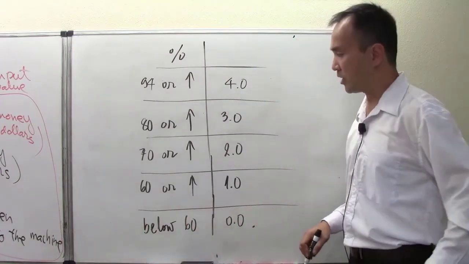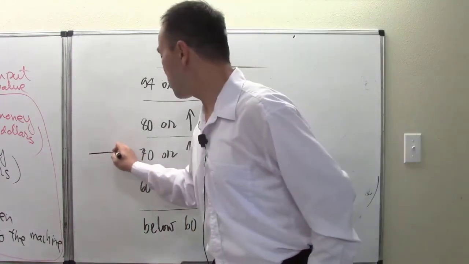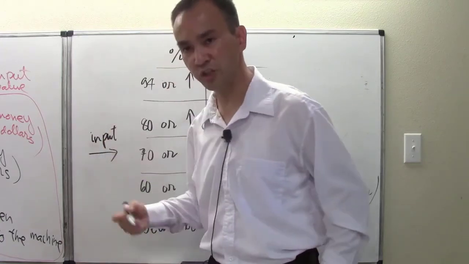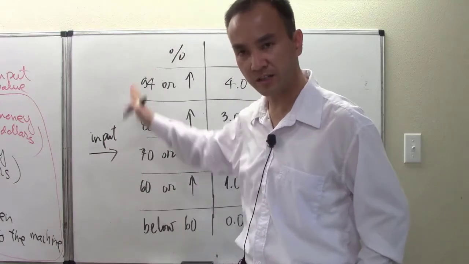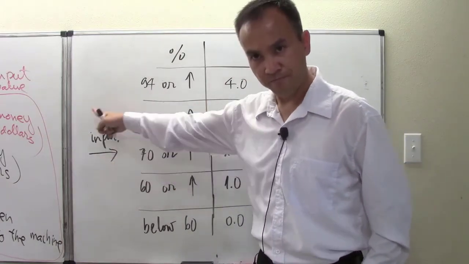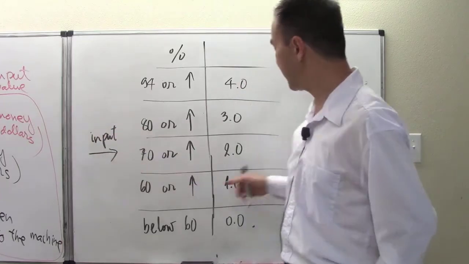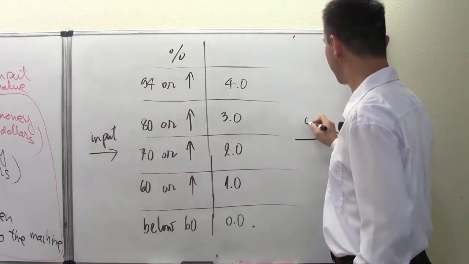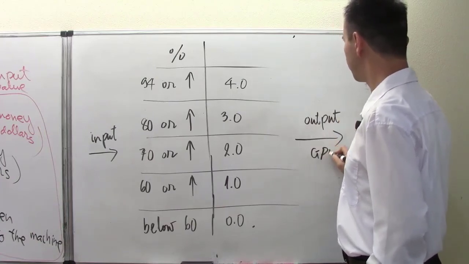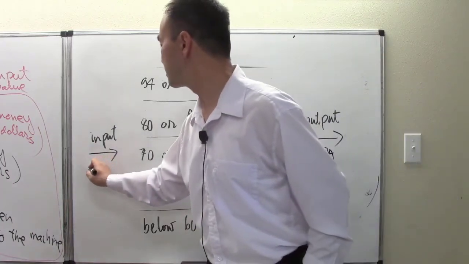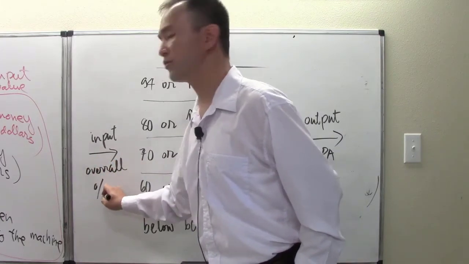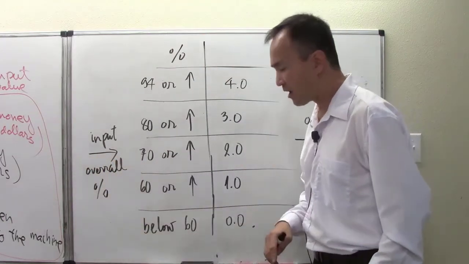So we're having an input. There are inputs coming in, and now you know what input you need to give it. You need to provide the final overall percentage, look it up, and then you're going to come out with an output, being the GPA, from the overall percentage.